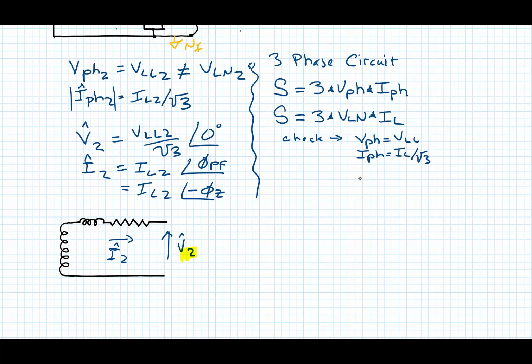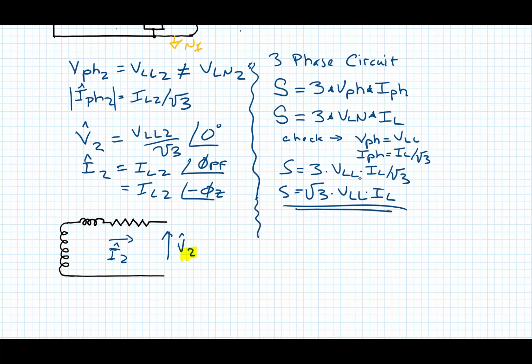And so the S, plugging those values in, ends up becoming 3 times V line to line times I line divided by square root of 3, or square root of 3 V line to line I line. So this is holding true. We know that's always going to be true. Let's check it with our line to neutral circuit.